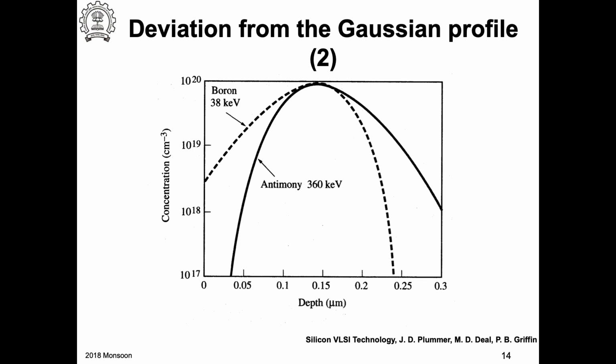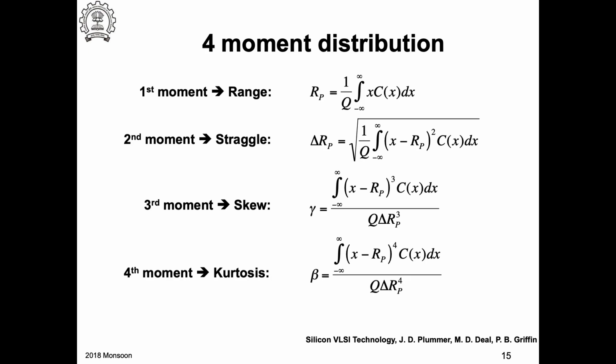Okay, so now how do I model the implant profile? It's very clear that it is actually not a Gaussian. In Gaussian profiles, you have what they call two moments in the distribution. One is the projected range, so there is a mean of the distribution, and the other is the standard deviation. But that would actually not describe your implant profiles except for low energy. Okay, so that we have seen.